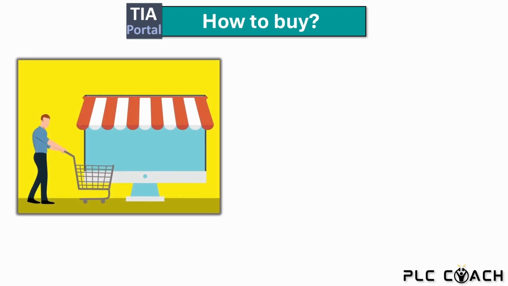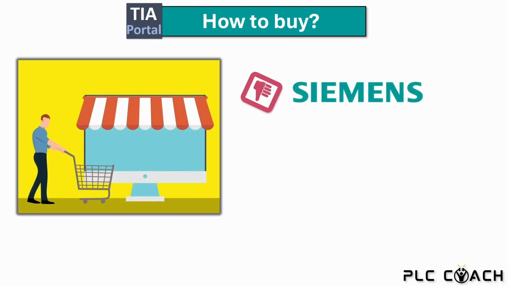Unfortunately, as a private person, you cannot order directly from Siemens. As a company, you also have to generate a certain annual revenue to be able to place orders in the so-called C portal. At least that's the case in Germany.